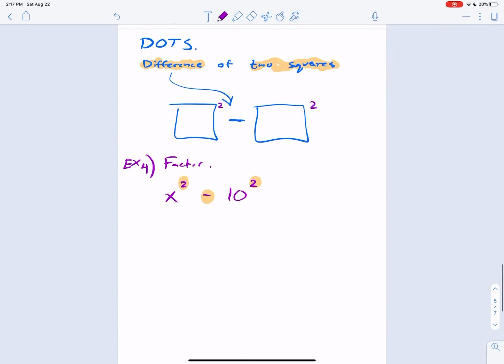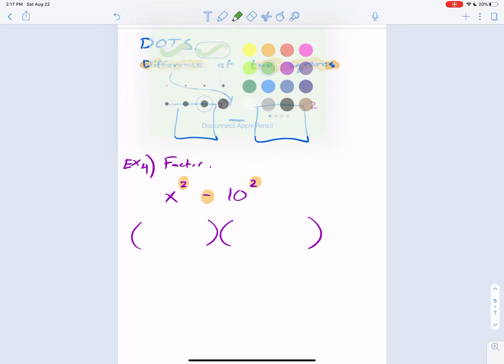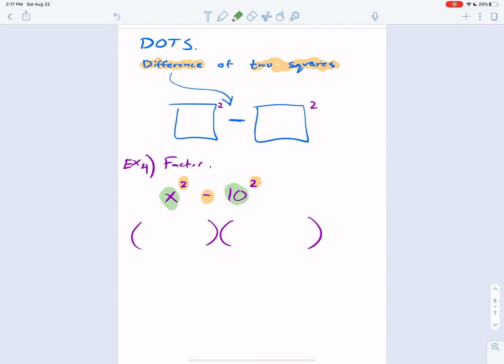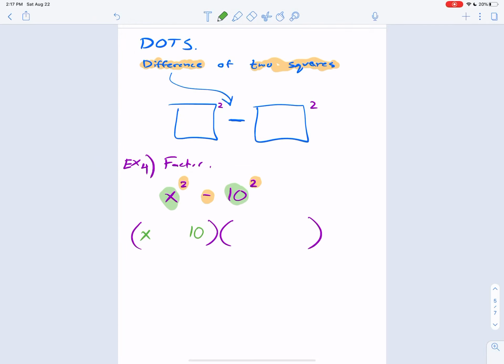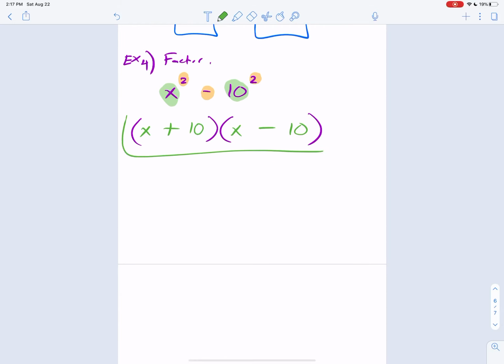So here's how you guys factor it. You set up two binomials, two parentheses. You take your two bases, which I'll highlight in green. Those two bases, you're going to use those and write them here, x 10, x 10. One factor will have a plus sign, one factor will have a minus sign. You could flip those if you want to. It doesn't matter because when you multiply, the order doesn't matter. As long as one is plus and one is minus, you're all set. And that's it. You factored it.